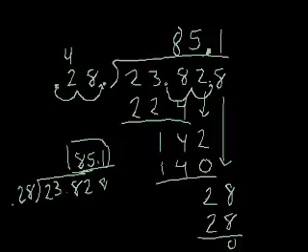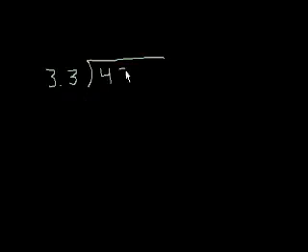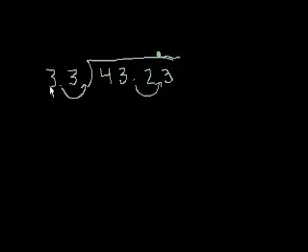Let's do another problem. Let's do 3.3 goes into 43.23. So first thing we want to do is move the decimal. We just have to move it one space here. So we move it one space here as well. Put the decimal right up here. And now it's just a level 4 division problem.